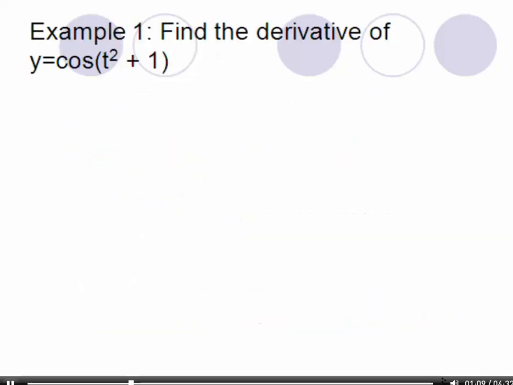The first example is to find the derivative of y equals cosine of t squared plus 1. You'll notice that this is a composite function because we have the cosine part, and then our inside is t squared plus 1. So to look at this one piece at a time, we're going to find our derivative, y prime.